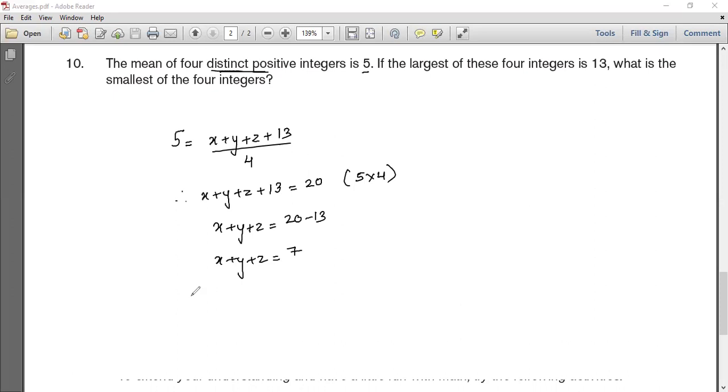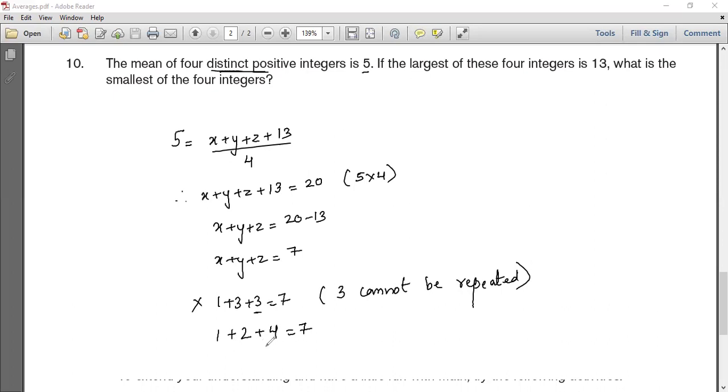Now, for example, if we take 1 plus 3 plus 3 is equal to 7, but then this is not the answer because 3 cannot be repeated. So this cannot be my answer. We have to look for some other combination. So let's try 1 plus 2, which is 3, plus 4 is equal to 7. So these could be the three numbers. Now they are asking for what is the smallest of the four integers. So the smallest of the four integers is 1. So my final answer is 1.